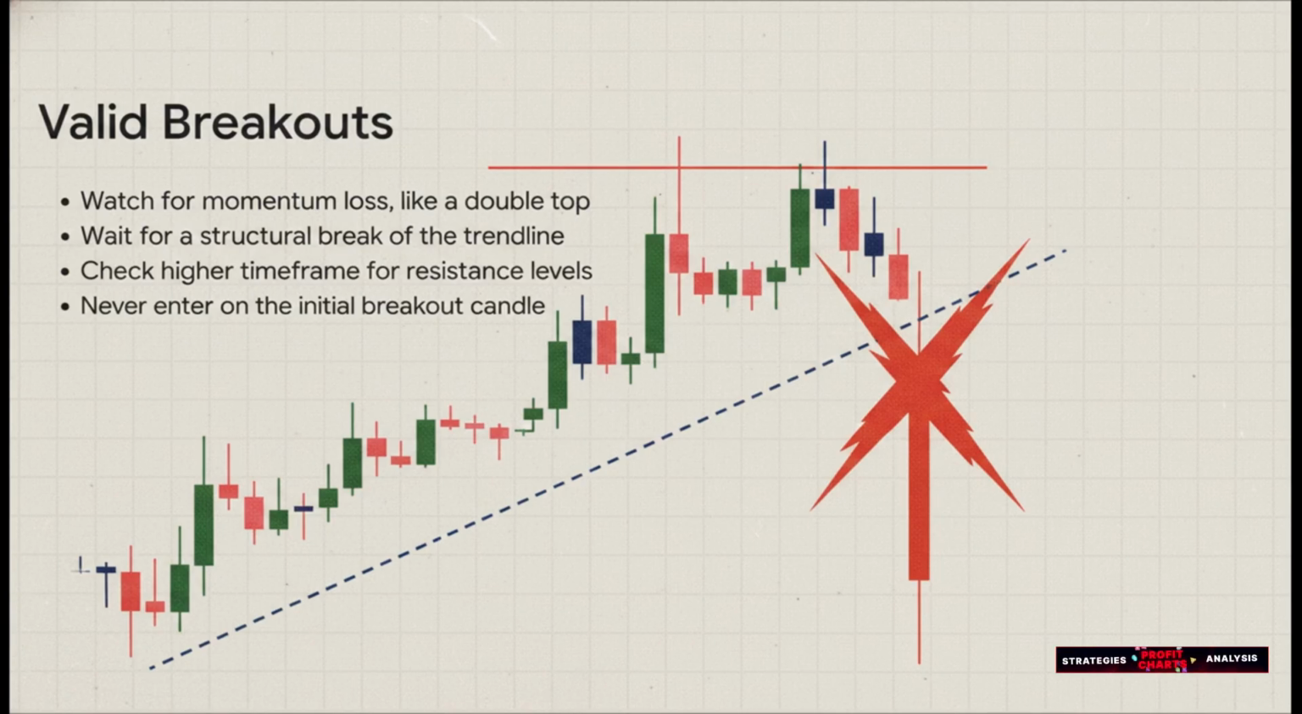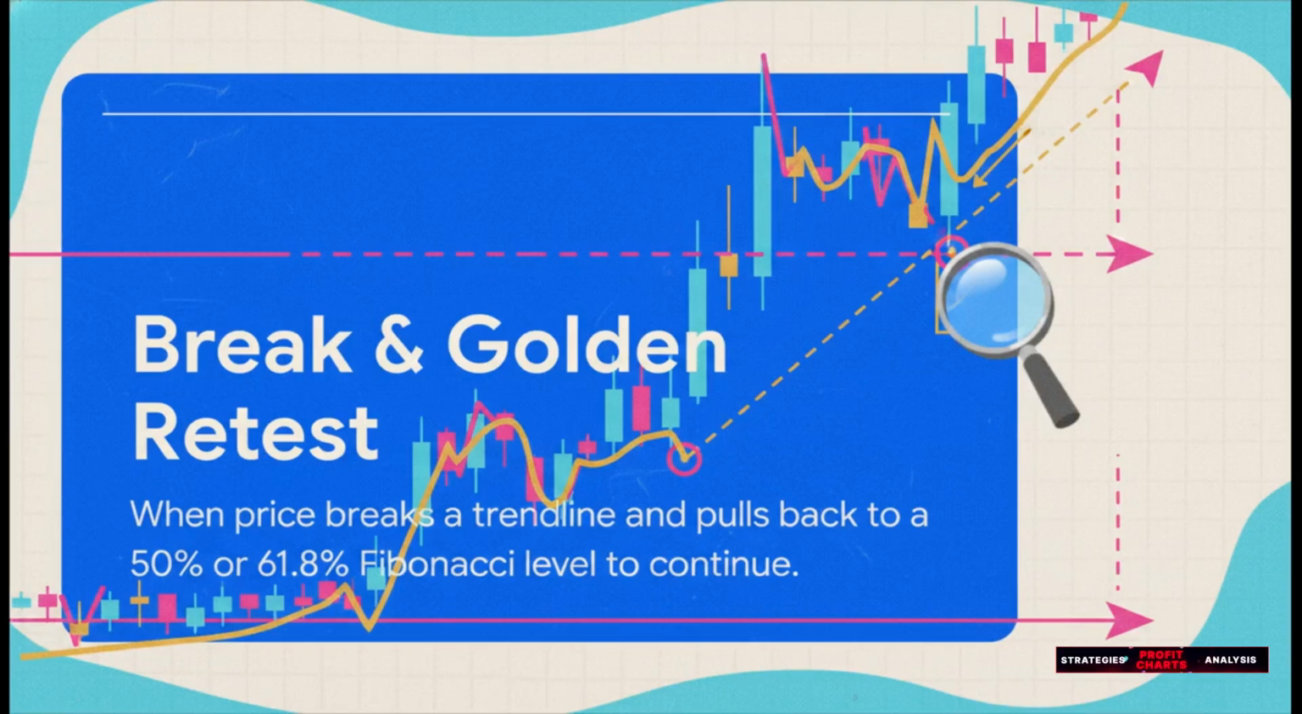Oh, and the golden rule? Literally never enter on that initial breakout candle. So if you aren't entering on the breakout, when do you? You wait for the retest. This brings us to a massive edge, the break and golden retest.